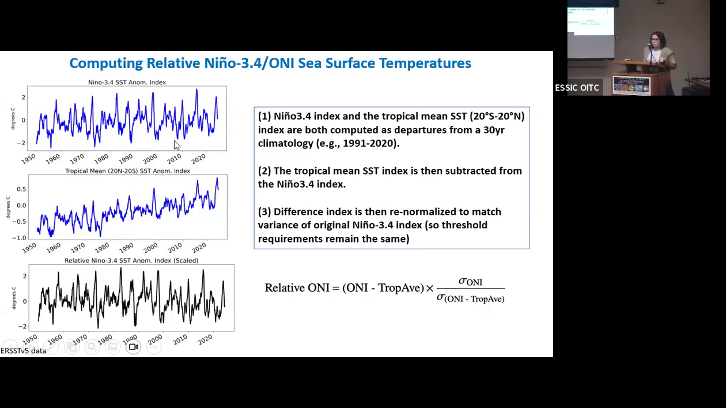They both have a climatology removed, but you don't have to use the rolling climatology, so you just use one. And so you take those two indices and you subtract them, and you get this bottom index, which is the relative index. Now, because you've subtracted off, there's some ENSO embedded in here, and because you've subtracted that off, you lose some of the variance. And again, because we're using these thresholds that our users are very familiar with, we want to rescale this index so the thresholds remain valid and understandable and meaningful to them. And so the calculation is very simple.